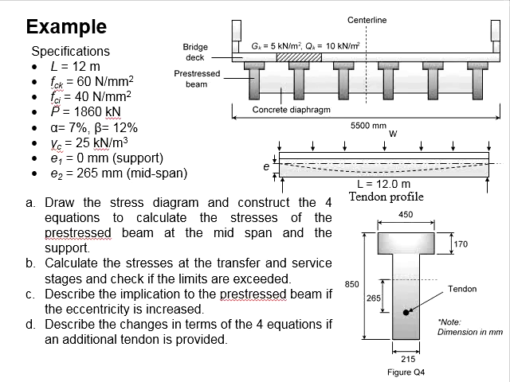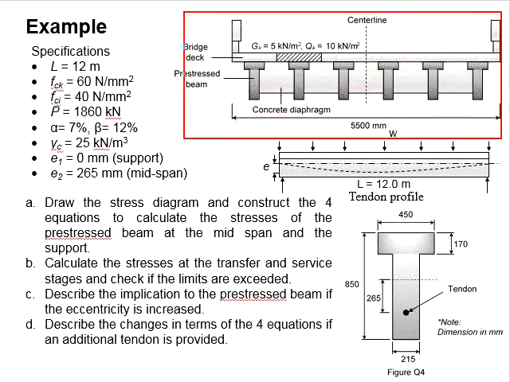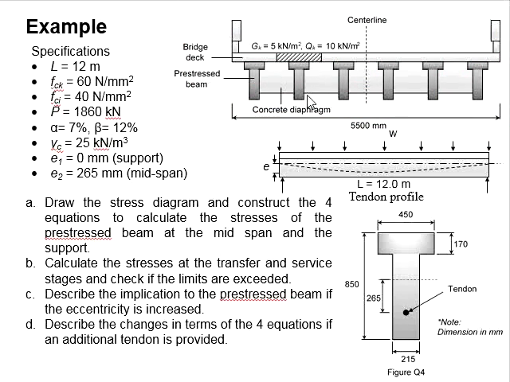Let's try an example to check for the stress limit of a pre-stressed beam. In this question, a cross-section of the bridge deck is given. The bridge deck has a width of 5.5 meters. It is used to sustain the load of 5 kN per meter square GK and 10 kN per meter square QK.